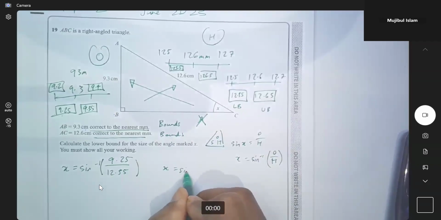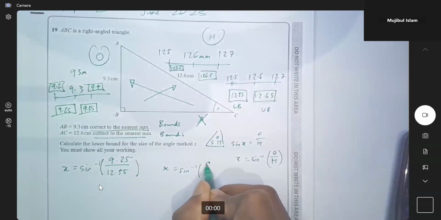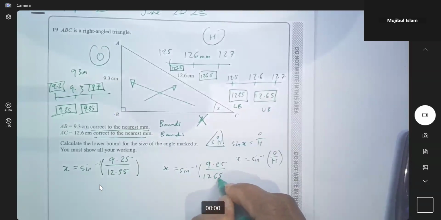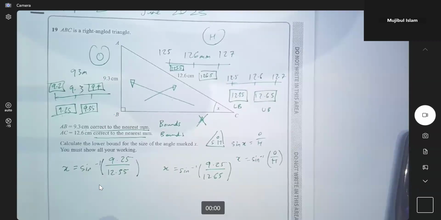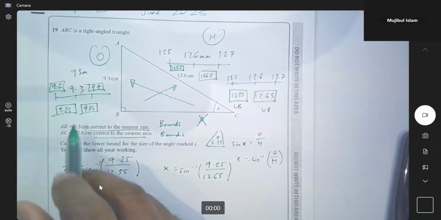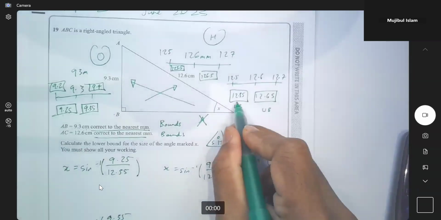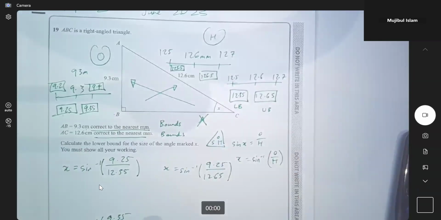X equals sine minus 1, 9.25 divided by 12.65. And then I'm going to do the other way around: x equals sine minus 1, the other number, 9.35 divided by 12.55. And I'm also going to do sine minus 1, 9.35 divided by 12.65.